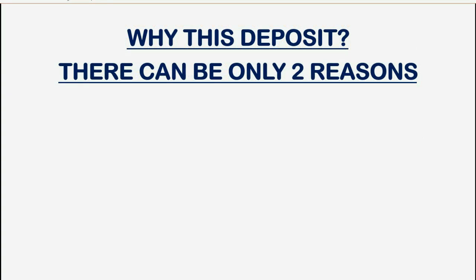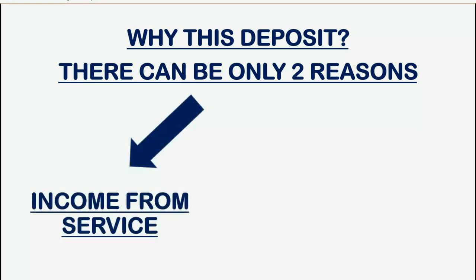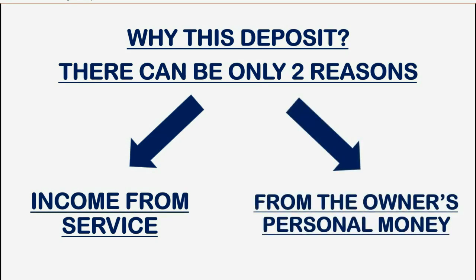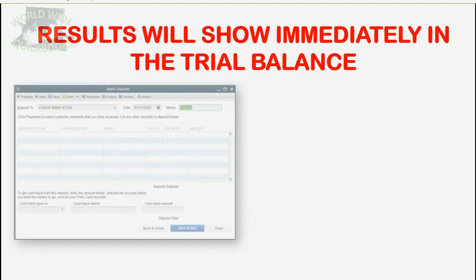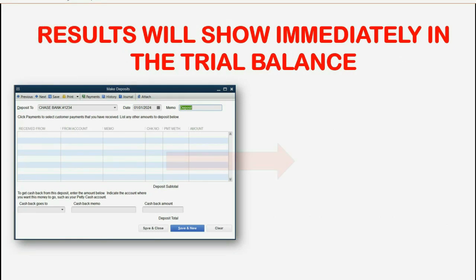But if you are making a deposit, there can be only two reasons why you now have money. Either you received some income from a service that Vonda provided, or Vonda took money from her own personal bank account that was separate from the business and then placed and deposited it into the company bank account. And those are the only two reasons that money comes into a company, especially if you only have a service business.